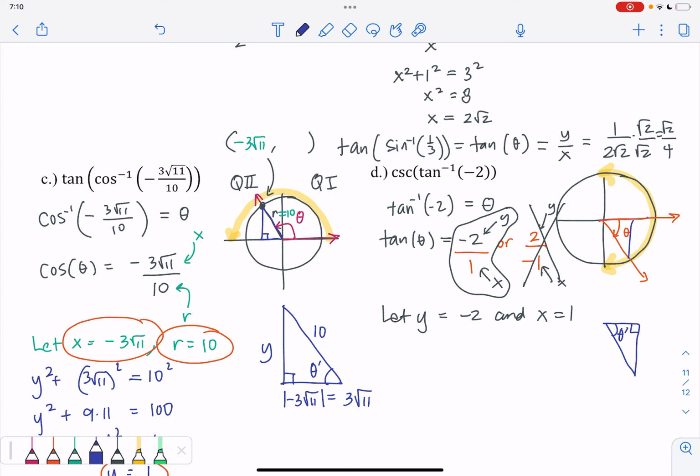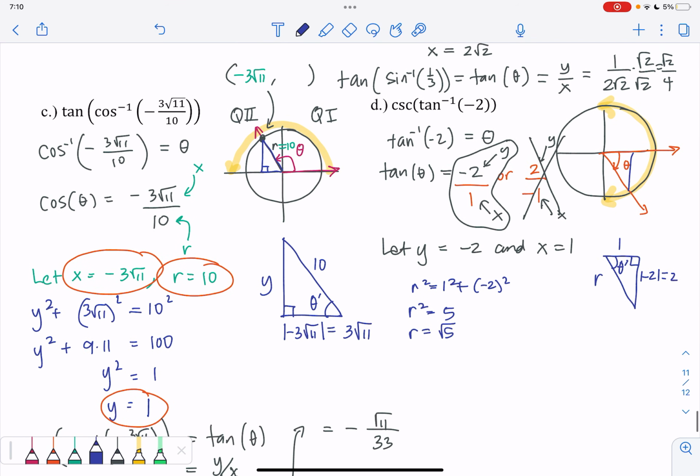All right, what is my x? My x is 1. What is the y? Negative 2. But again, I'm defining a triangle side length, so I say that vertical side length is just 2. I'm finding r, which is just the hypotenuse. So I have r squared equals 1 squared plus negative 2 squared. So r squared equals 5. R is just the square root of 5, and I just keep that as the square root of 5. It's not negative because it is the length.